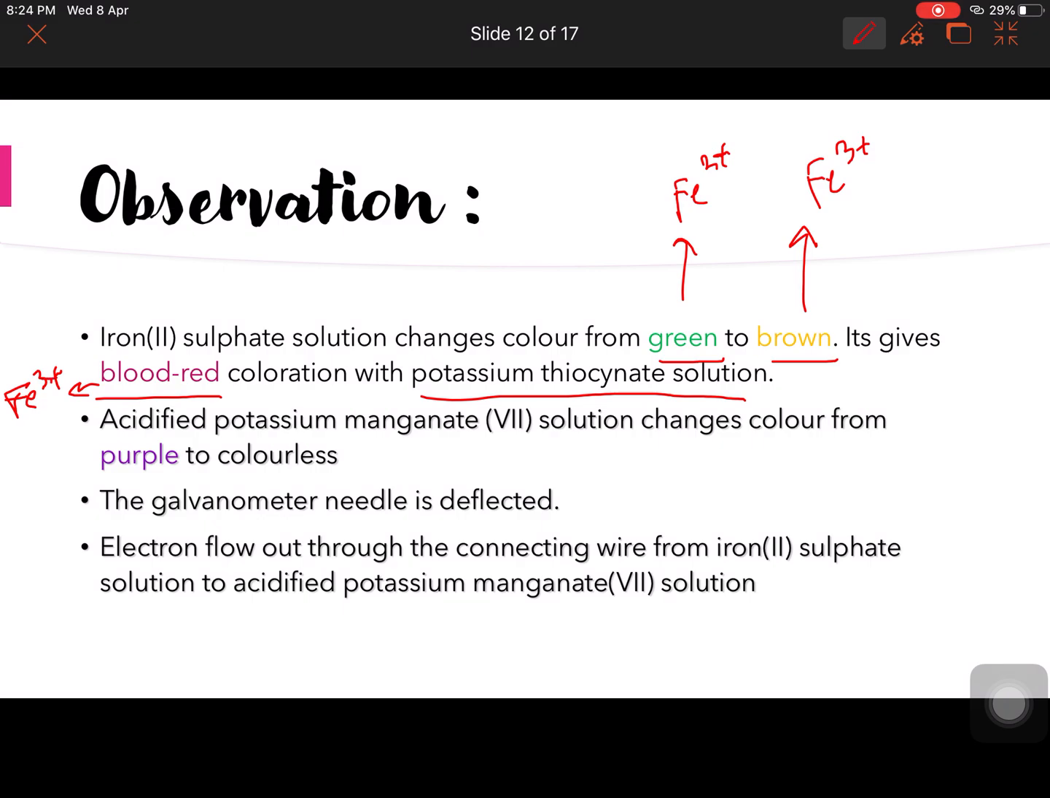Okay, and then on the other hand of the U-tube, on the other side, you have a purple color of potassium manganate. So when manganate change to manganese, manganese is colorless. Okay, jadi change of color dia from purple to colorless. Another observation, the third observation is the galvanometer needle is deflect, means ada electric current that flows. Okay, because electron are moved from iron 2 sulfates to potassium manganate. Okay, electron flow through the connecting wires. Okay, so that, itu je lah observation kita.